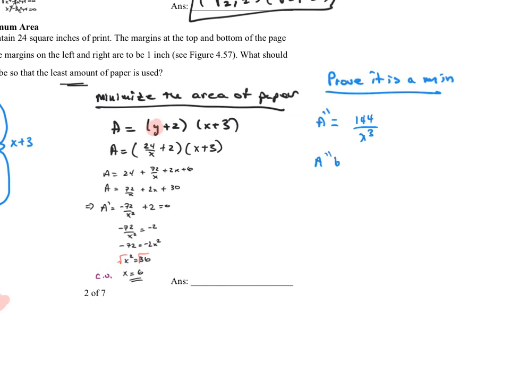So what we need to do, for the second derivative test, is plug in the critical value 6. So this would be 144 over 6 cubed. I have no idea what that is, but I do know it's positive. And because the second derivative is positive, that means it's concave up. Because it's concave up at a critical value, that means that point must be a minimum. Okay, so that point is a minimum. So we have proven that it is a minimum.